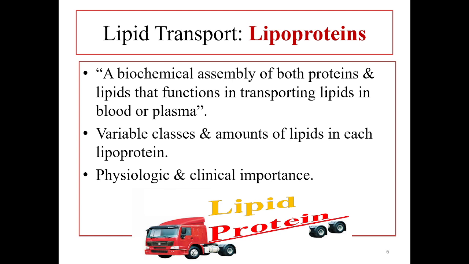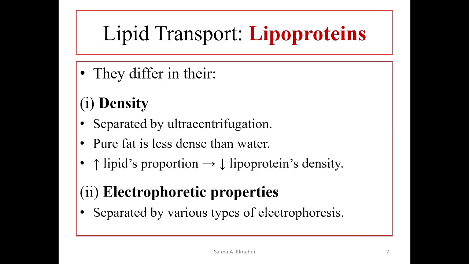What are lipoproteins? Each lipoprotein is considered a biochemical assembly of both proteins and lipids that functions in transporting lipids in blood or plasma. There are variable classes and amounts of lipids in each lipoprotein, and lipoproteins have both physiologic and clinical importance. Lipoproteins differ mainly in their density and in their electrophoretic properties.